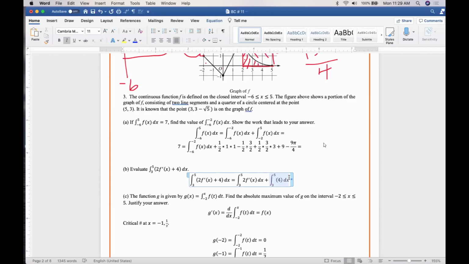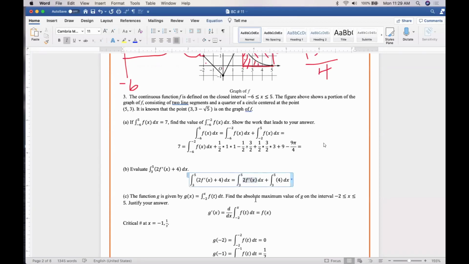For this one, to get the answer is easy, because what's the integral of 4? 4x. Evaluate with 5 minus evaluate with 3. That's how we do it. What about the first one? How can I do this?